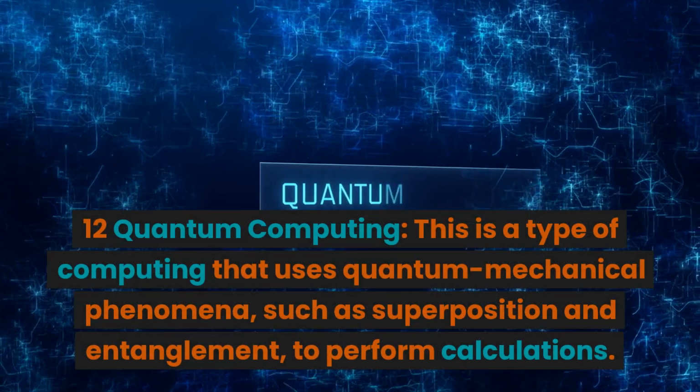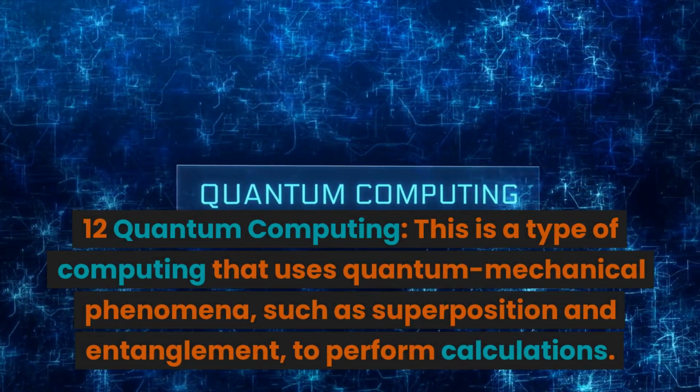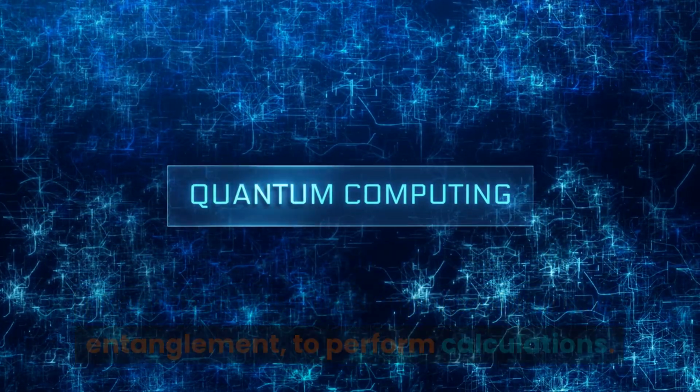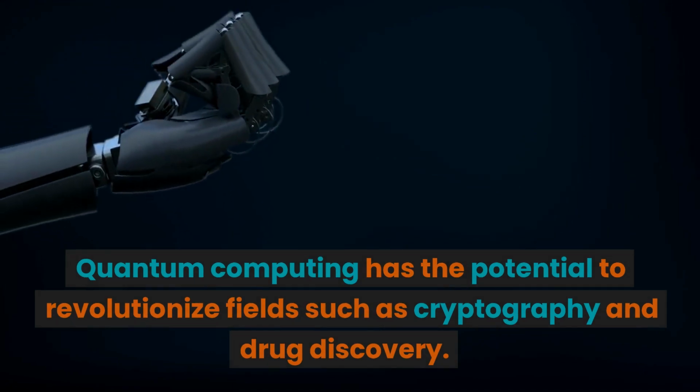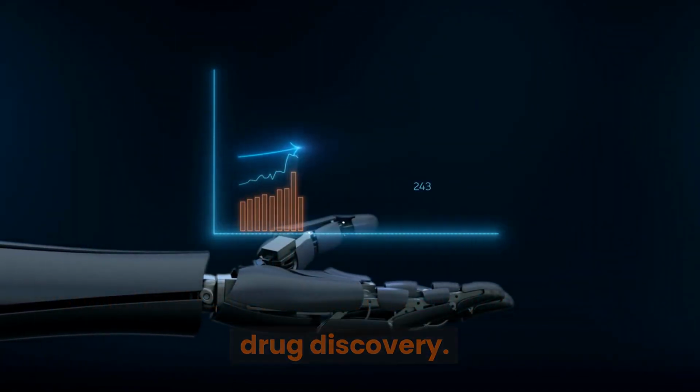12. Quantum Computing. This is a type of computing that uses quantum mechanical phenomena, such as superposition and entanglement, to perform calculations. Quantum computing has the potential to revolutionize fields such as cryptography and drug discovery.